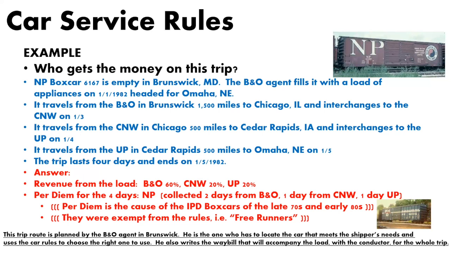They went to the B&O for 2 days worth of it. They went to the CNW for 1 day, and they went to the UP for 1 day. Back in the time I model in 1982, it was midnight, which was the time you determined whether or not you paid per diem for that boxcar or not. So there was always an incentive for you to drop these cars off at 11:59 p.m. on the interchange track for the other railroad and stop paying the per diem.